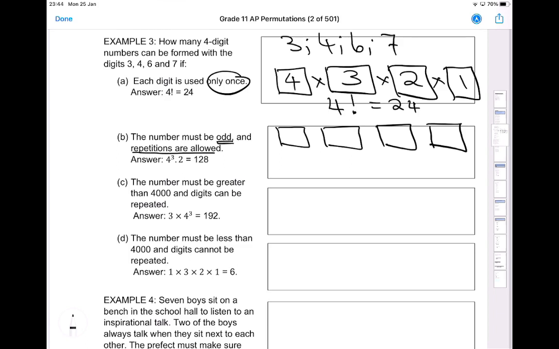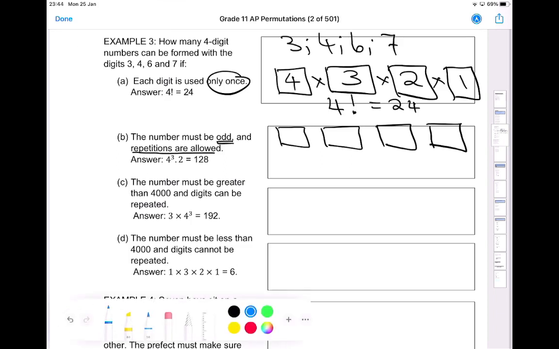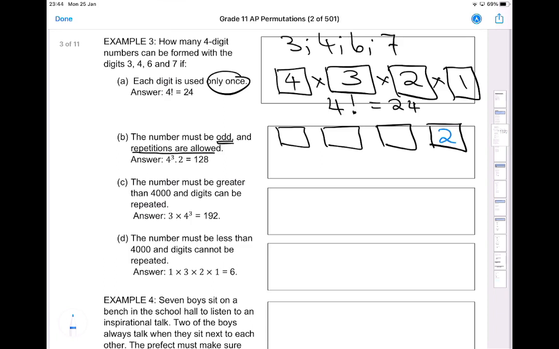Now for a number to be odd, the digit in the units should be odd. So how many odd numbers do we have? Obviously 3 is an odd number and 7 is an odd number. And that tells us that the last position, the unit position, can actually be occupied in 2 different ways. Either a 3 can go there or a 7 can go there because we need our number to be odd.